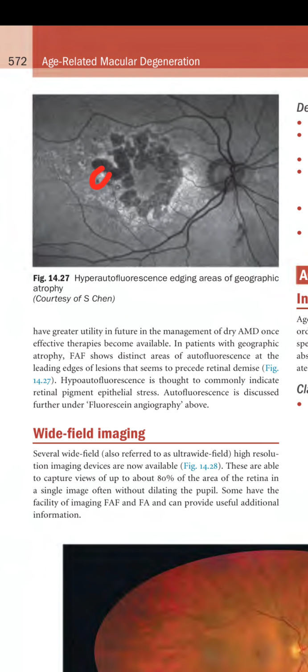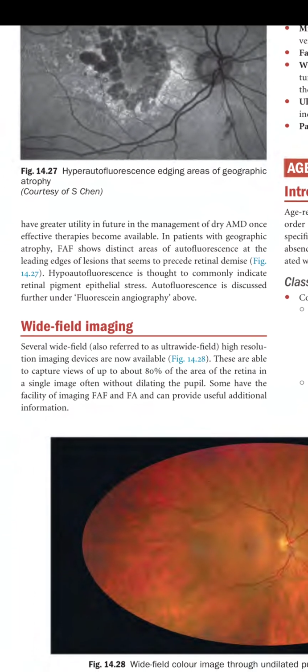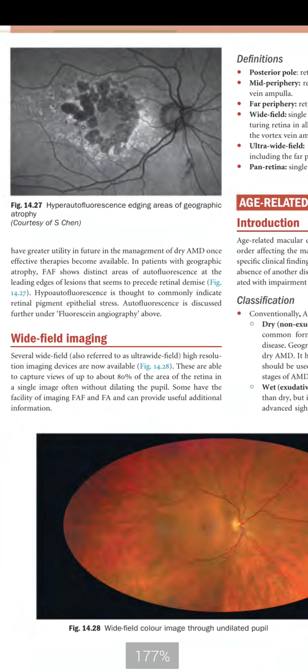So like this, in this case, you can see that there is a hyperfluorescent area, autofluorescence. Hypoautofluorescence is thought to commonly indicate retinal pigment epithelial stress. So like the retinal pigment epithelium is being stressed, so that is hypoautofluorescence. Autofluorescence is discussed further under fluorescein angiography above. So next is wide field imaging.